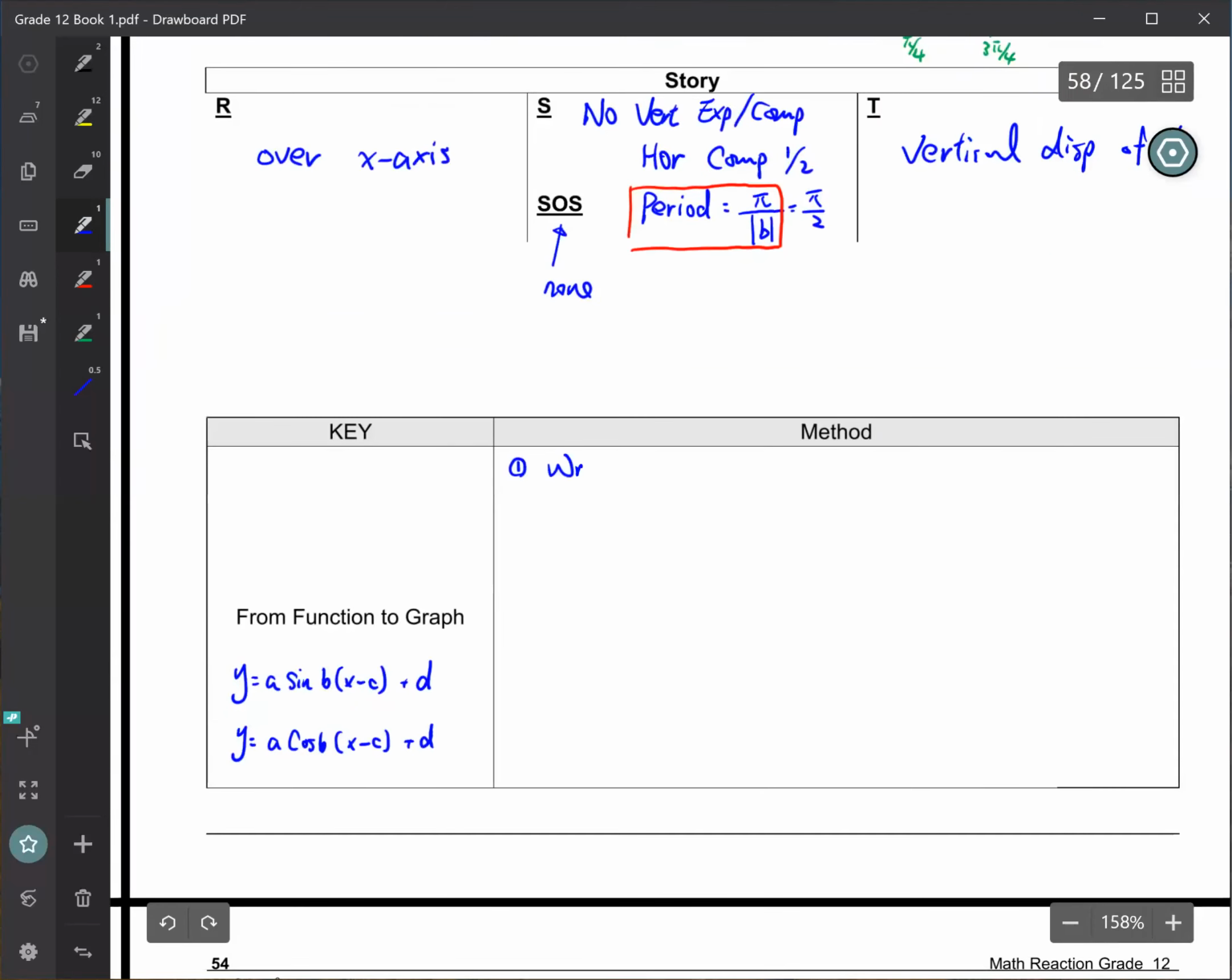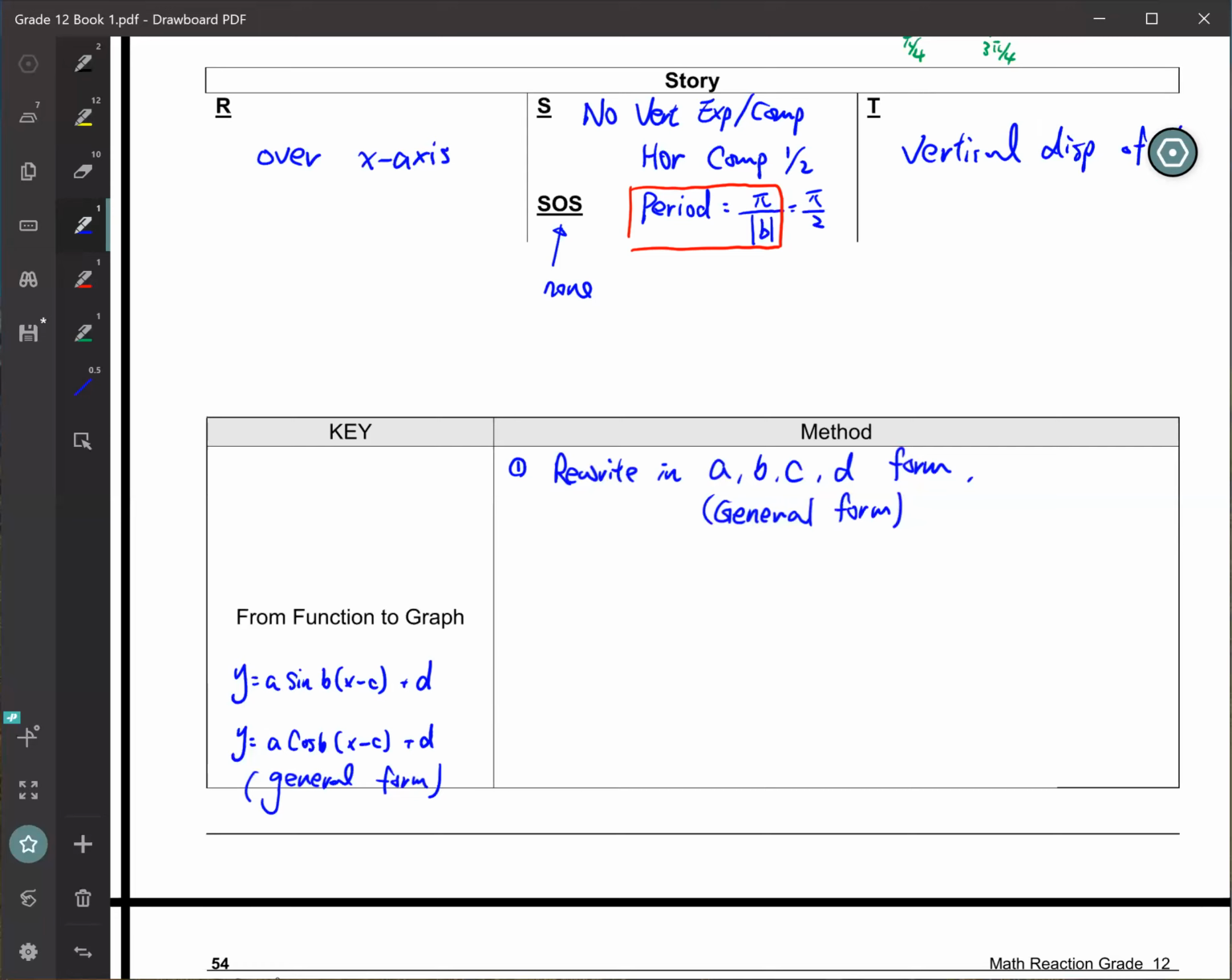Okay, write, rewrite in A, B, C, D form, which I call the general form. Okay, this is called the general form. So once you get the ABCD form, you need to find the values of ABCD, right? Values for ABCD. So that should be all in the first step. You write it in the form, then find the values for ABCD.